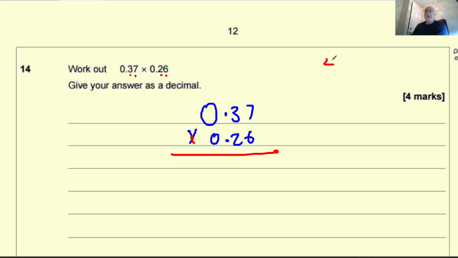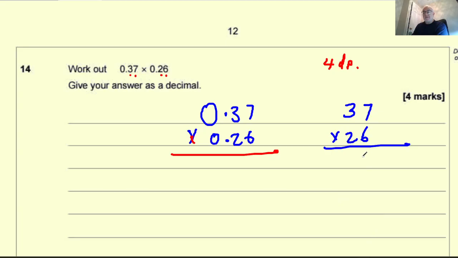So I'm just going to put up here 4 decimal places. I've got 4 decimal places in total. I've got 4 dots, 4 decimal places. What I'm now going to do is ignore the decimals in their entirety, and just multiply the digits together, making it a simpler multiplication.